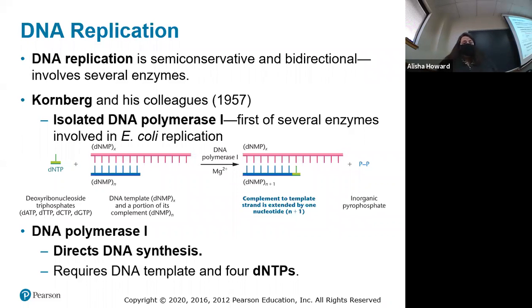So in DNA replication, semi-conservative and bidirectional, this will require several enzymes. This was done by Arthur Kornberg and his colleagues. Roger Kornberg does transcription, but Arthur Kornberg does replication. Father-son. He just moved on to the next part of the DNA molecular biology central dogma. So Kornberg isolated DNA pol 1. It was the first of several enzymes involved in E. coli replication to be identified.